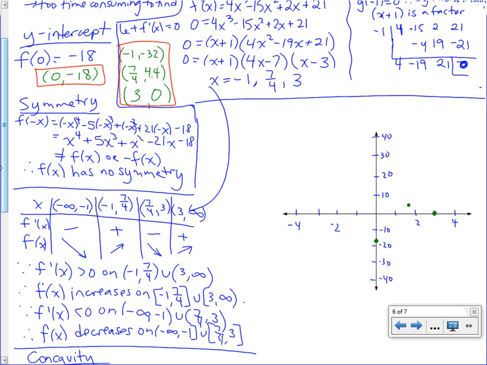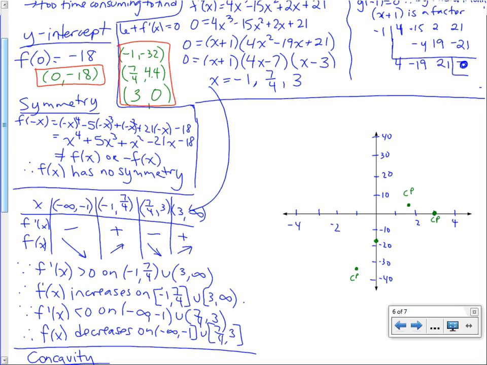So this is a critical point. This is a critical point. That's a y-intercept. The other critical point's at -1, -32. So -1, -30 with a little bit underneath, so -32. So there's another critical point. Okay.